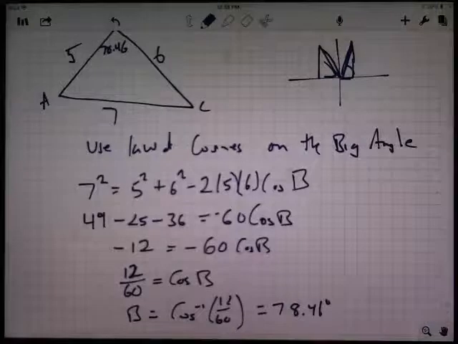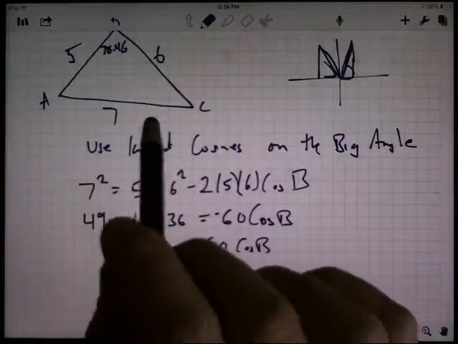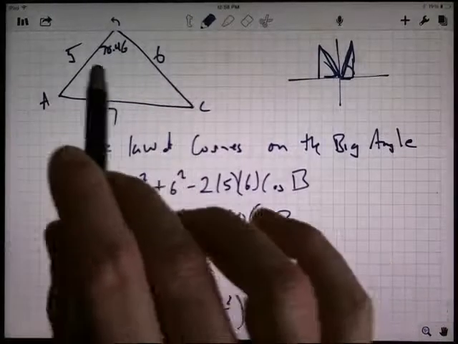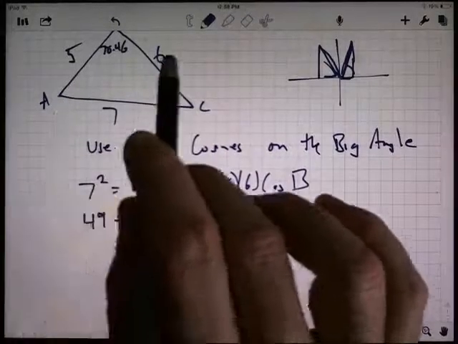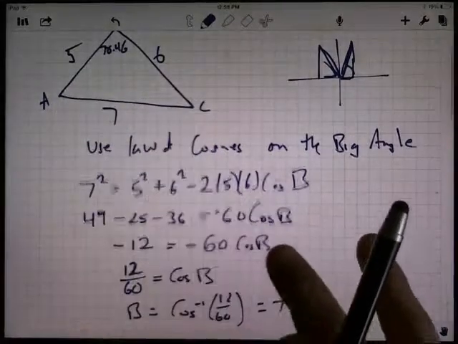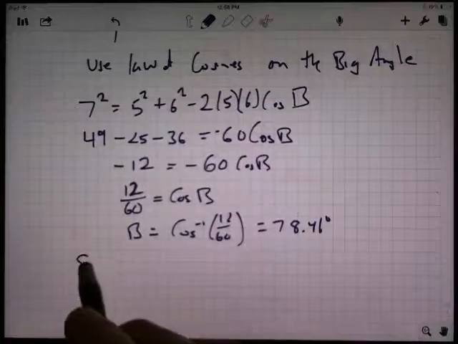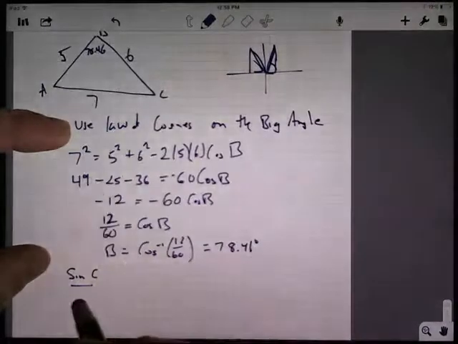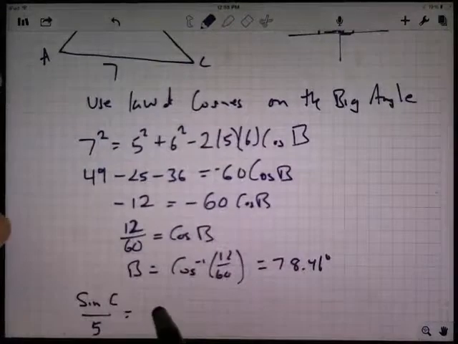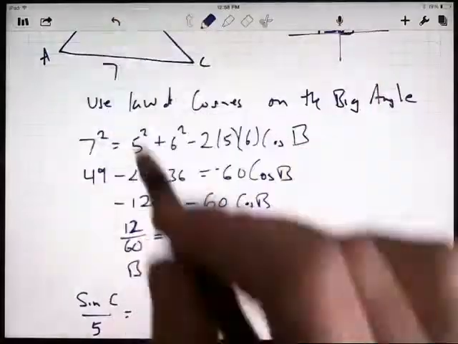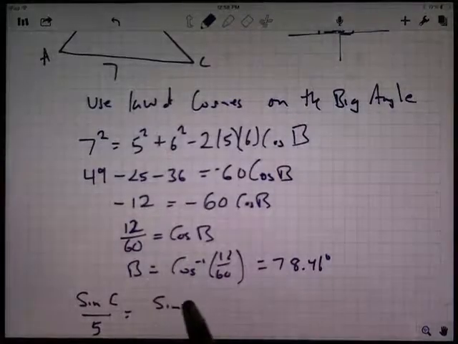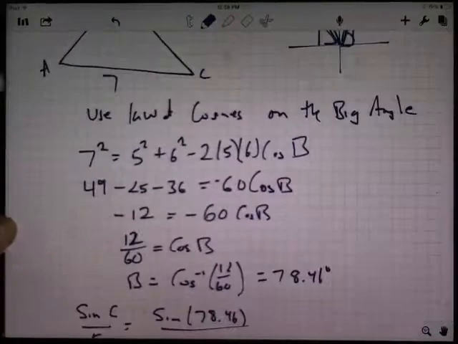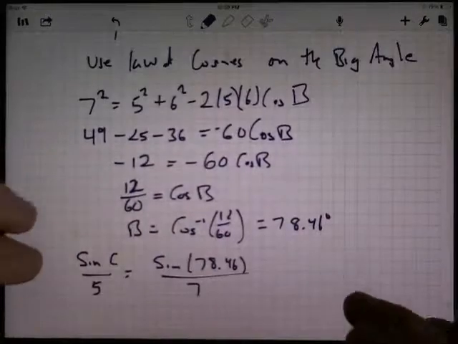Maybe to be a little careful, if I'm still feeling a little insecure, use the law of sines on the smallest one. 5 is smaller than 6, so angle C, which is across from 5, will be smaller than angle A, that's across from the 6. So let's do angle C next, just to be careful. The sine of angle C divided by its opposite side, 5, equals the sine of angle B, this angle right here, 78.46, divided by its opposite side, 7. And I can find angle C.